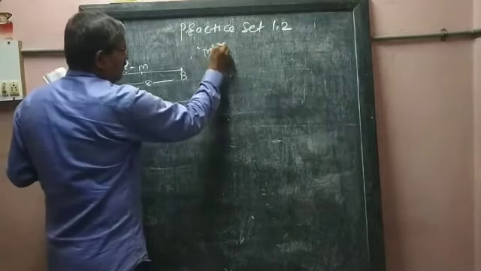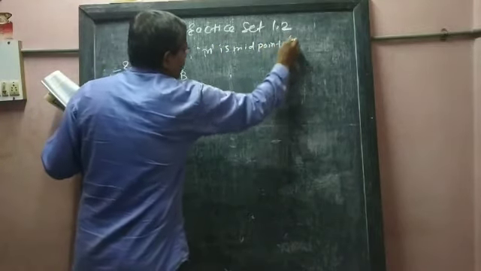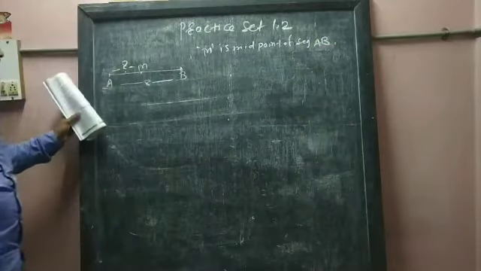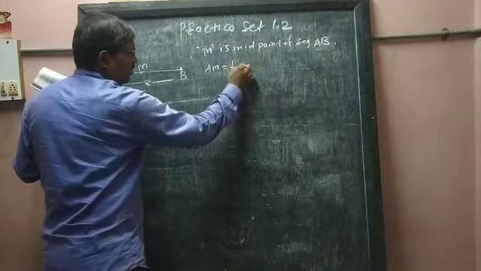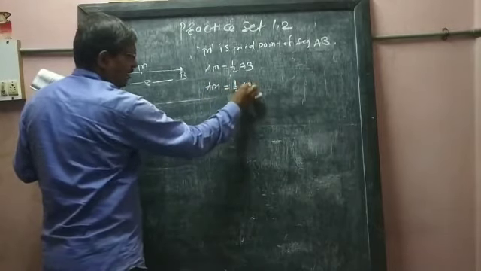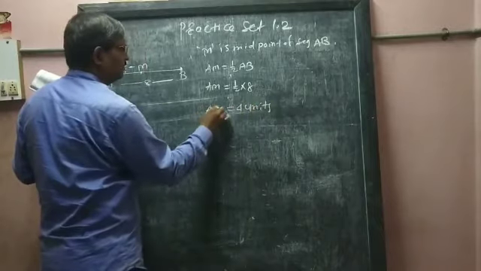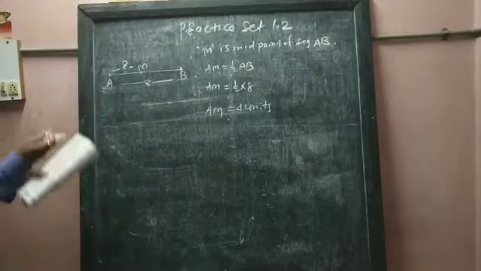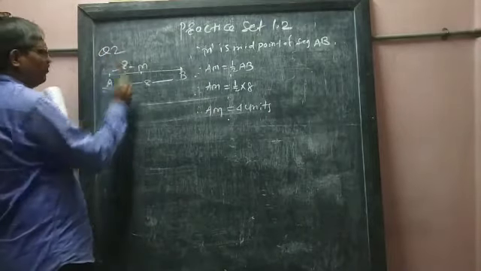So right here M is the midpoint of seg AB. Therefore AM is equal to half AB. Thus AM is equal to half into 8. You will get 4 units. AM is equal to 4 units. That is the answer. It was simple. That was the answer of question number 2.